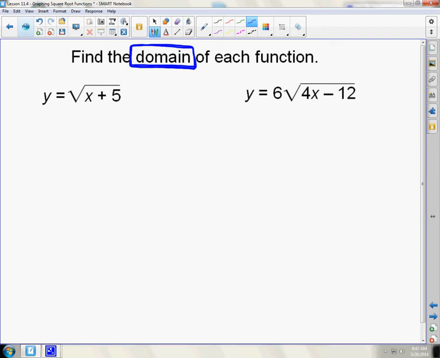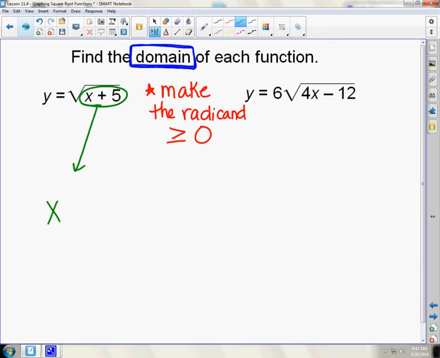So how you do this is write this down. You have to make the radicand greater than or equal to 0. So what this means is I'm going to take whatever is under the radical sign and solve it. X plus 5, and I want it to be greater than or equal to 0. Why? Because I cannot have a negative square root. It's impossible. We've talked about that. So all my numbers under there have to be greater than or equal to 0.